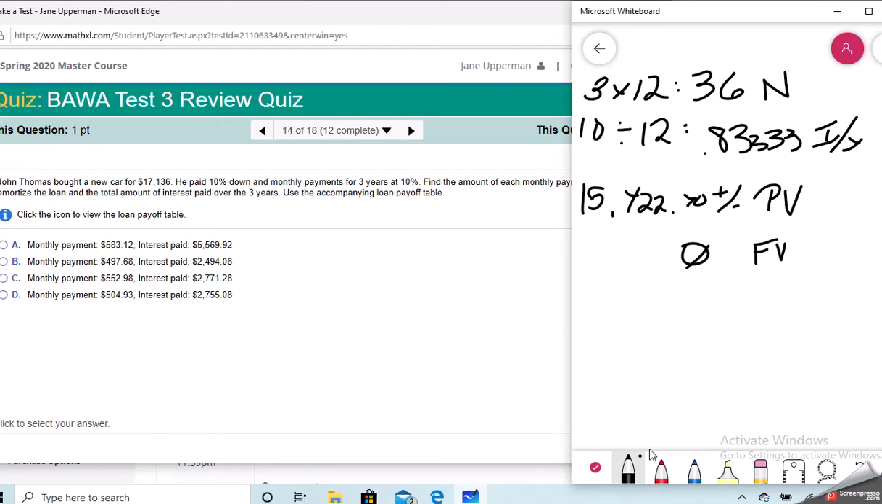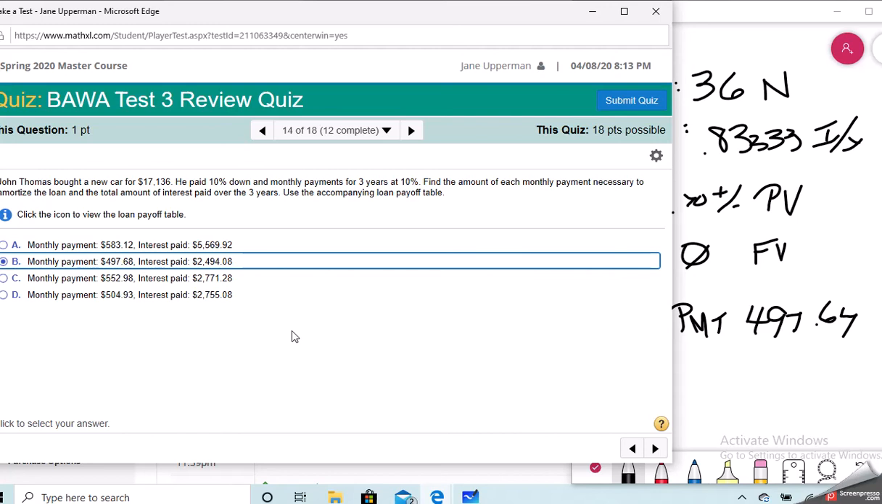Okay, so 36 is our N. 0.83333333 is the IY. 15,422.4, hit the plus or minus button to make it negative, is our present value, zero out the future value, and compute the payment. And that gives us $497.64. So that's our monthly payment. So $490, and we're a few cents off due to the rounding. So B is going to be our answer.